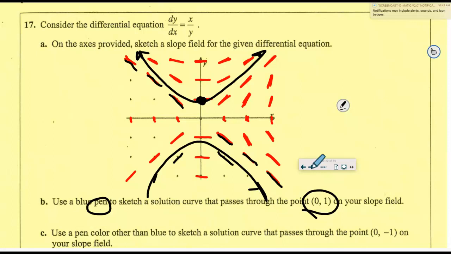You might say, why are you doing that? It's said to draw the solution curve through (0, 1) and (0, -1). I didn't finish my slope field because I'm lazy. You guys need to finish yours, so I'm not crossing that one off. All right.